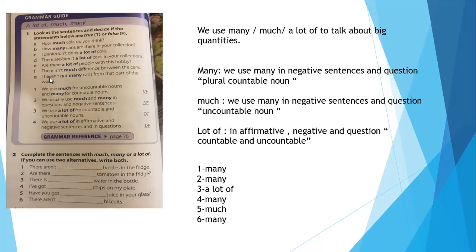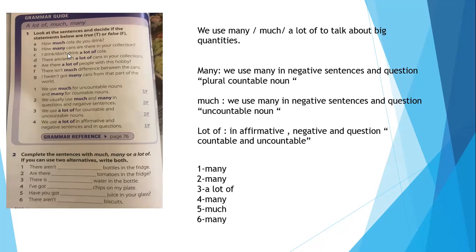أول شيء خلينا نقرأ these sentences together. How much cola do you drink? It's a question and cola uncountable noun. حطيناها much. For example, how many cans are there in your collection? Cans, علب, okay? It's a countable noun, so we use many, and it's a question.